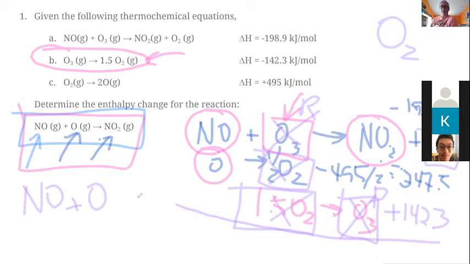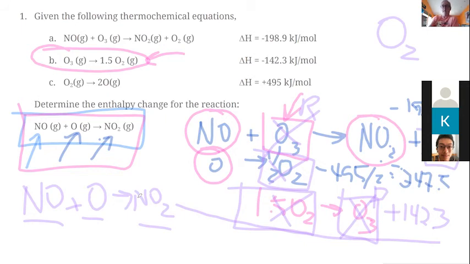So they all cancel. The only thing left as a product is NO2, and that is our final, that's the one we were looking for. So after we add up everything here, I have 1 mole of NO, I have 1 mole of O, and I have 1 mole of NO2 on the other side. So I'm good to go. Now all I need to do is add up all my energies.